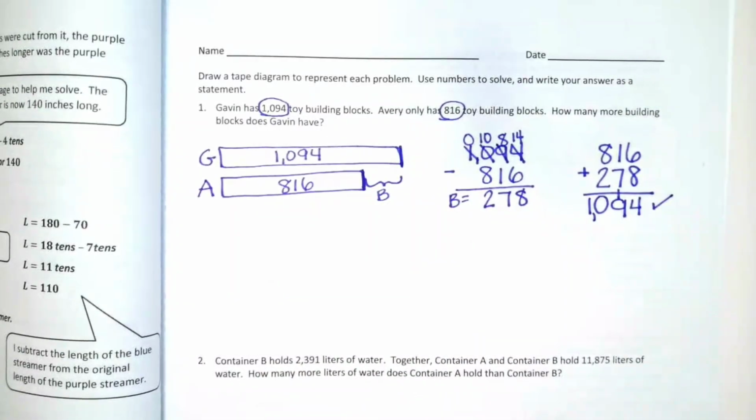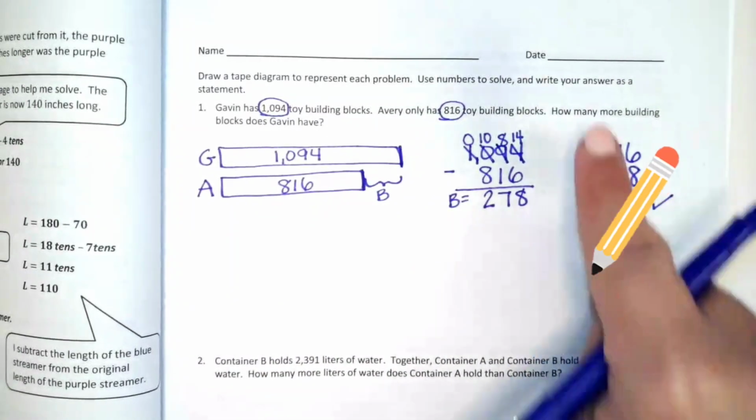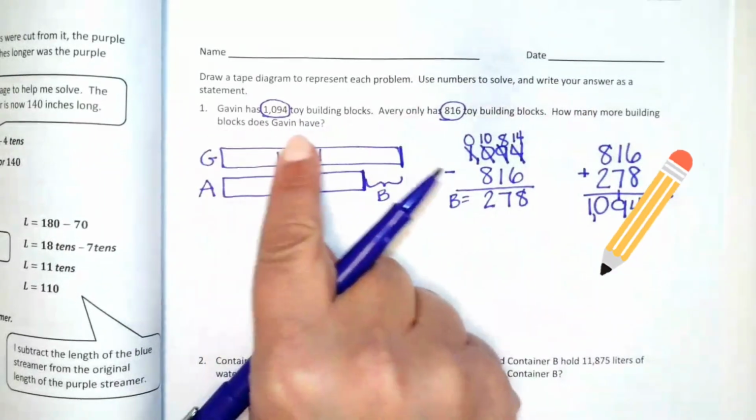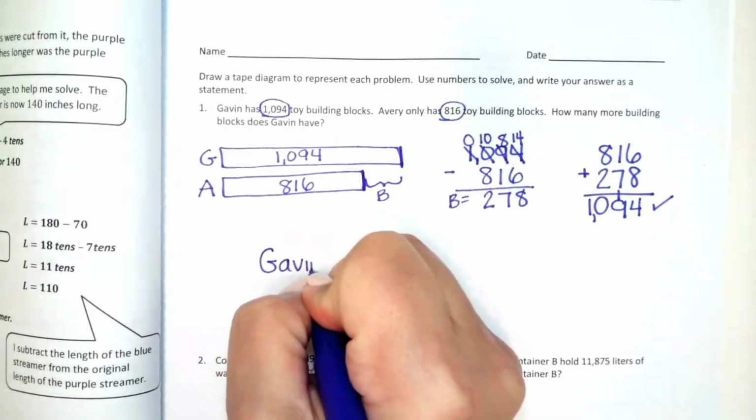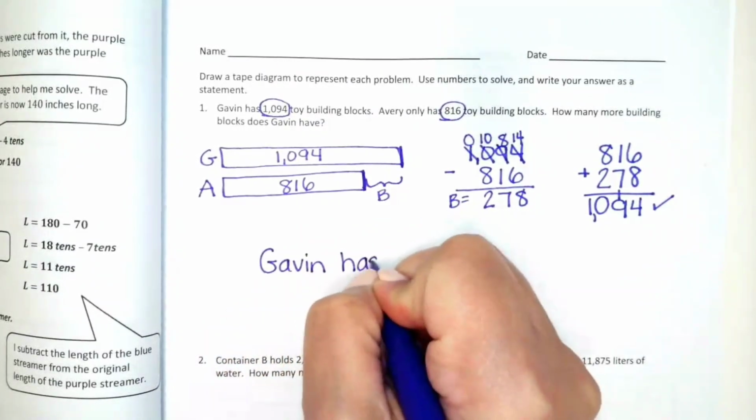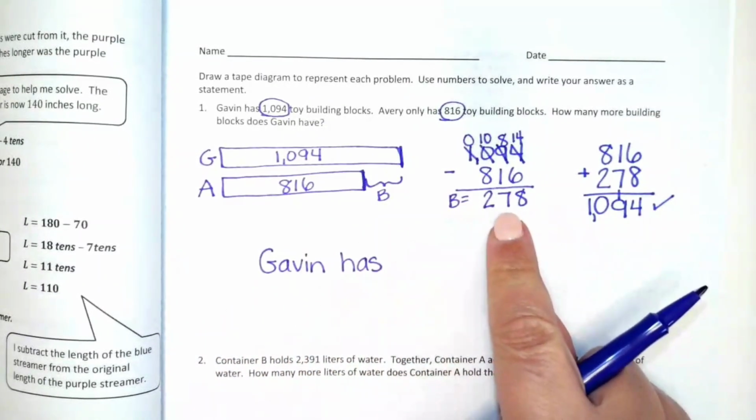Now we write our answer statement. We need to answer the question, how many more building blocks does Gavin have? Start with Gavin has how many more? This is what we got right here.